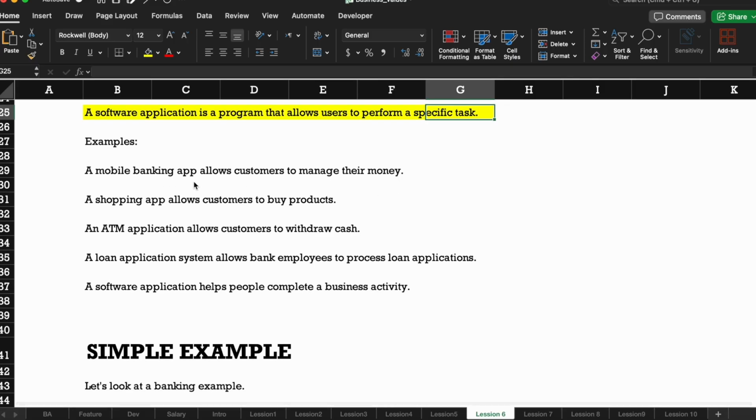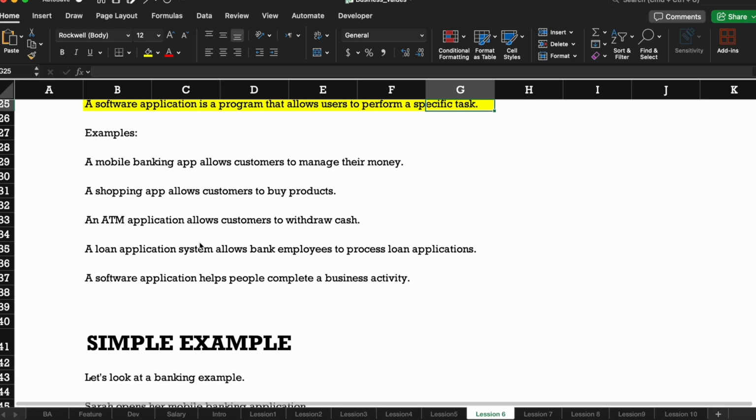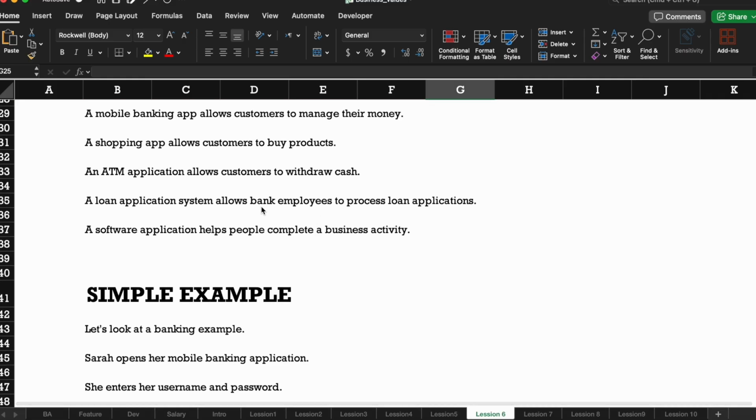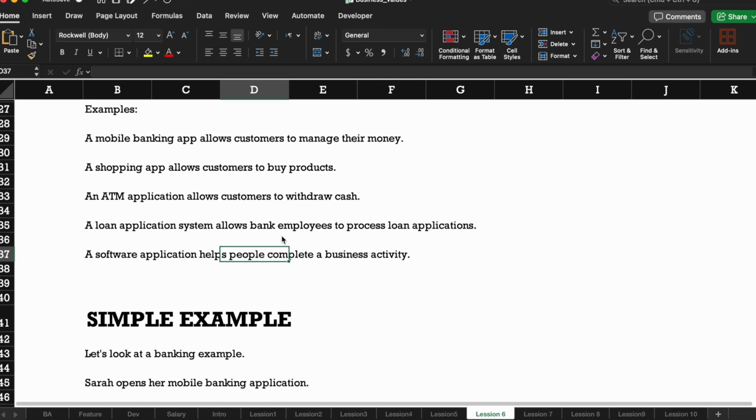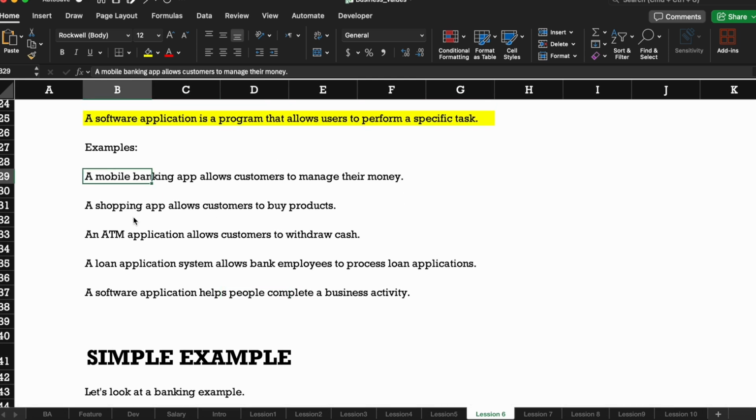Examples: a mobile banking app allows customers to manage their money. A shopping app allows customers to buy products. An ATM application allows customers to withdraw cash. A loan application system allows bank employees to process loan applications. A software application helps people complete business activities. There are many scenarios and use cases involved, but these are some examples just to understand the concept.